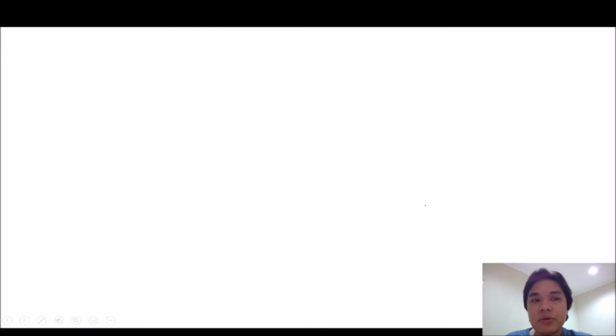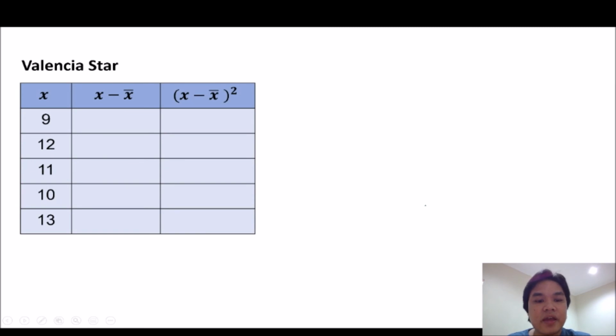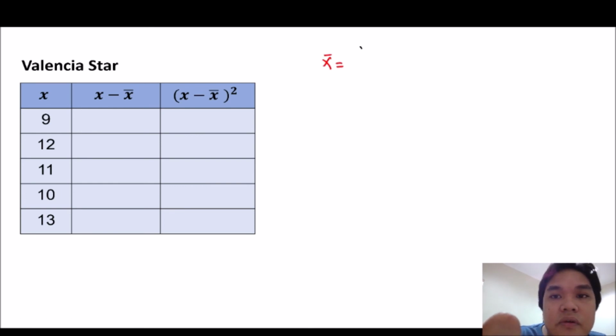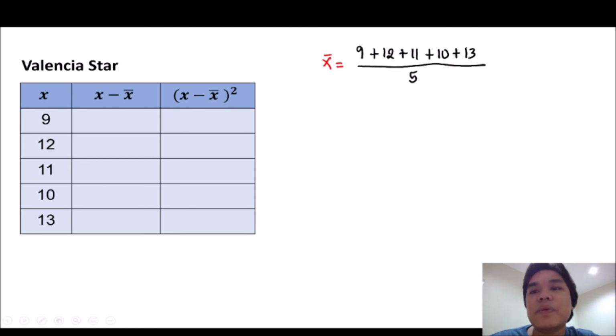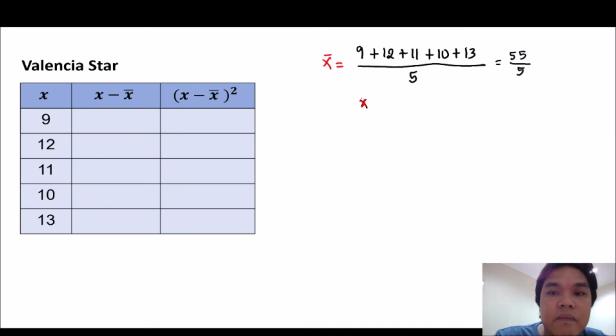Okay, let's continue to our next wholesaler, which is the Valencia Star oranges. So we will calculate the mean first. So 9 plus 12 plus 11 plus 10 plus 13 divided by 5. 9 plus 12 is 21 plus 11 is 32 plus 10 is 42 plus 13 is 55, divided by 5. So the mean is 11. Okay, so take note, your mean is 11.